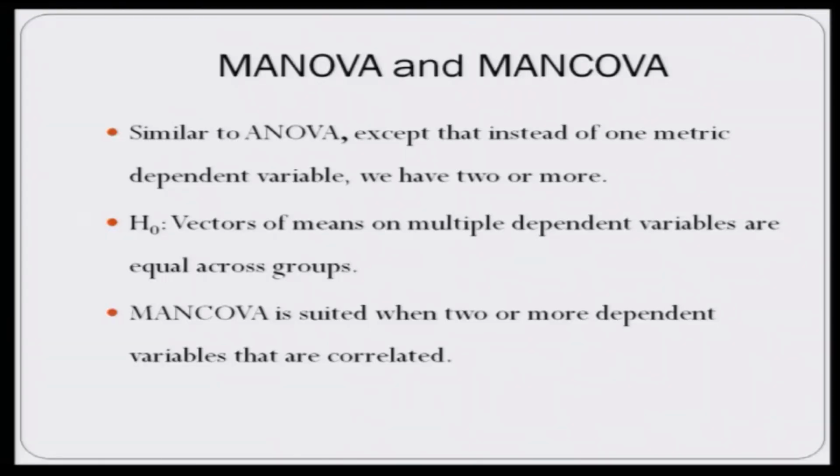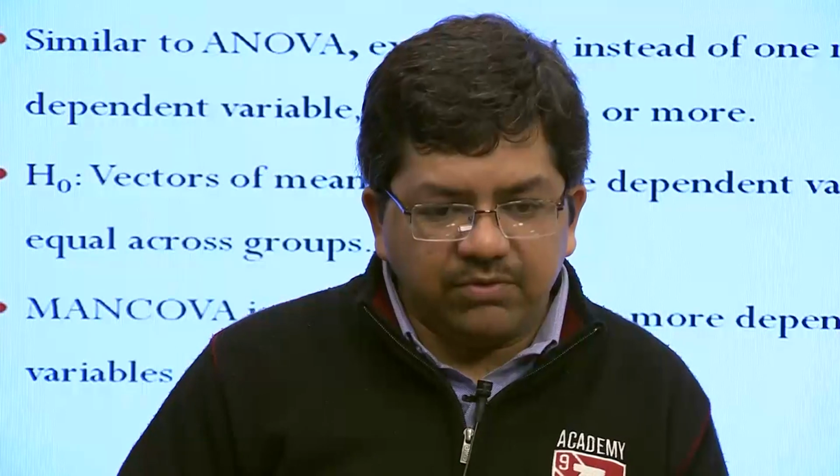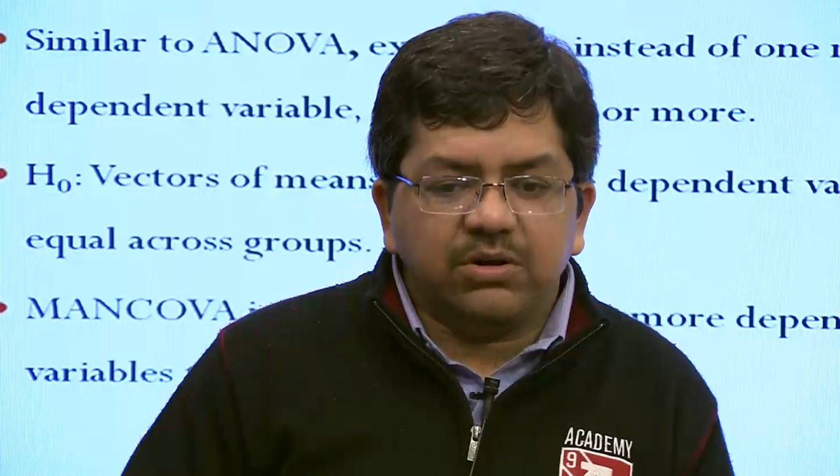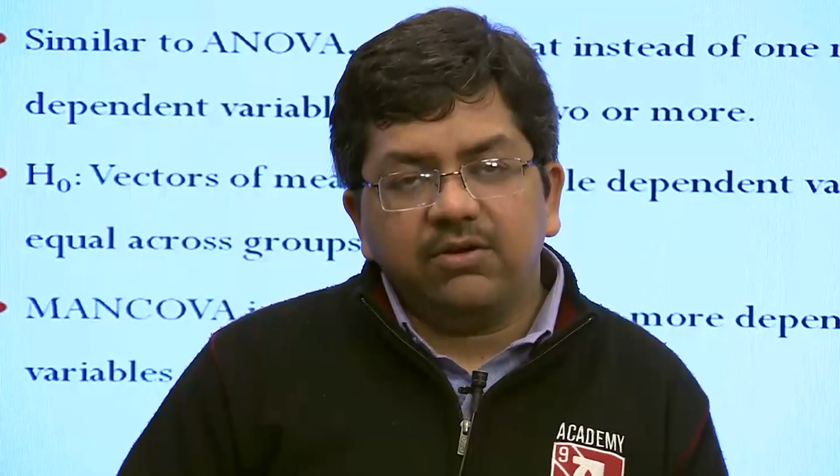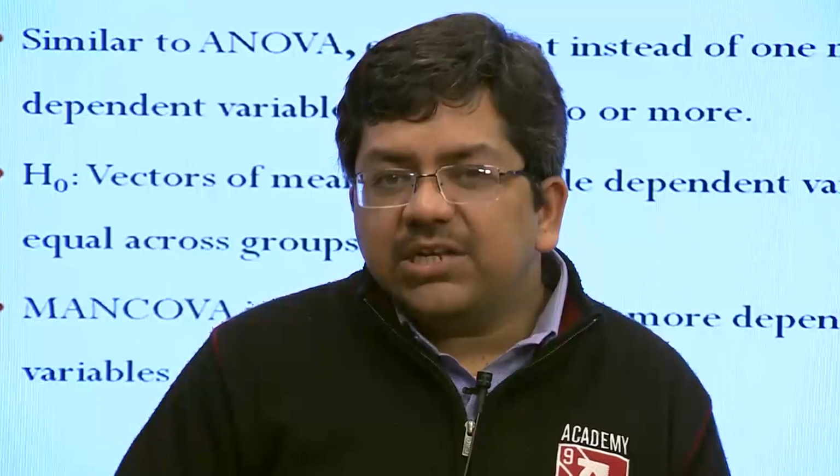So, moving on, we talk about MANOVA and MANCOVA. When you have just one dependent variable, you can use ANOVA and ANCOVA depending on the type of independent variable. However, when you have more than one dependent variable, you have to use MANOVA, and the null hypothesis in MANOVA is that the vectors of means on multiple dependent variables are equal across groups. When these dependent variables are correlated, this analysis is called MANCOVA.